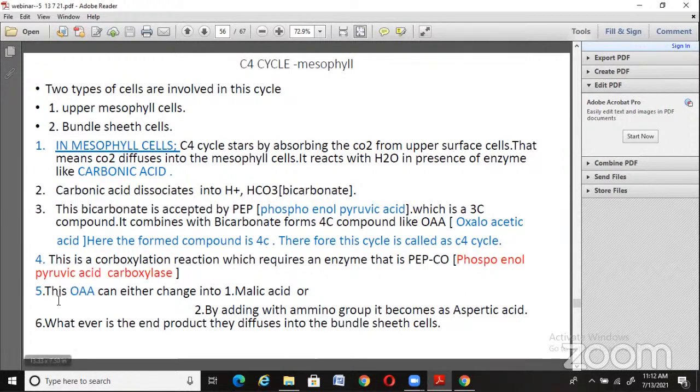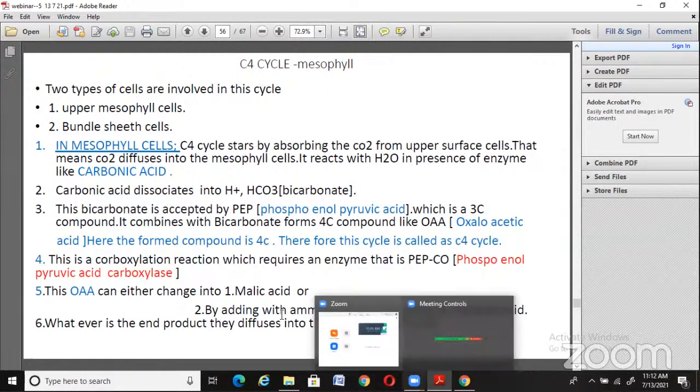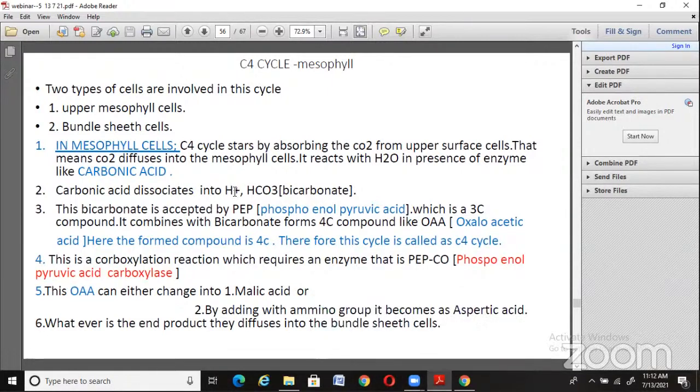Now, what is the next step? Third step. First step is entry of CO2. See here, the first reaction in the mesophyll cells is, once again I am repeating, CO2 is absorbed from the atmosphere through the upper surface of the cells, and that diffuses into the mesophyll cells. There it reacts with the H2O molecule in the presence of the enzyme carbonic anhydrase and gives carbonic acid. This is the first step.